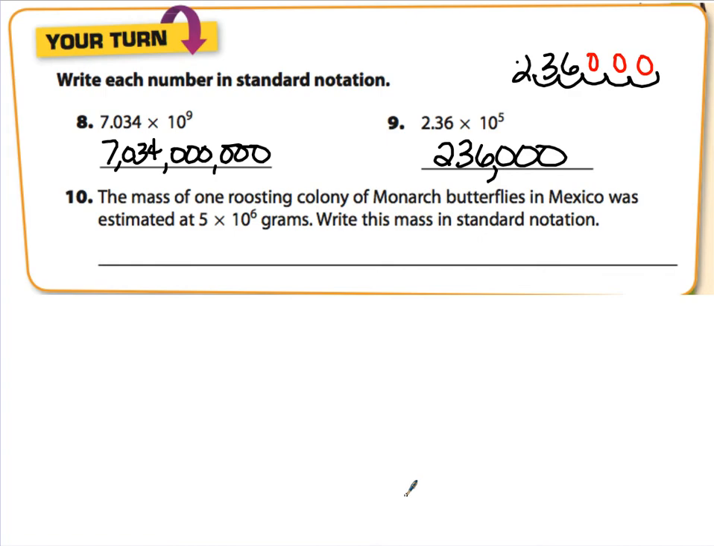All right, and then the mass of one roosting colony of monarch butterflies in Mexico was estimated at 5 times 10 to the 6th power grams in standard notation. Now in this case, because there's nothing after the 5, we can just add 6 zeros. Because immediately after, so here's the decimal, immediately after we have to add a 0. So in this case, the weight was 5 million grams.